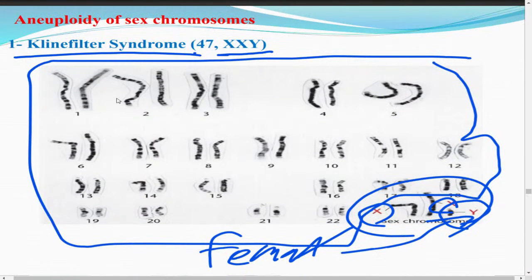As we can see here, the Klinefelter syndrome, having an additional chromosome, is a part of numerical change in sex chromosomes, aneuploid.